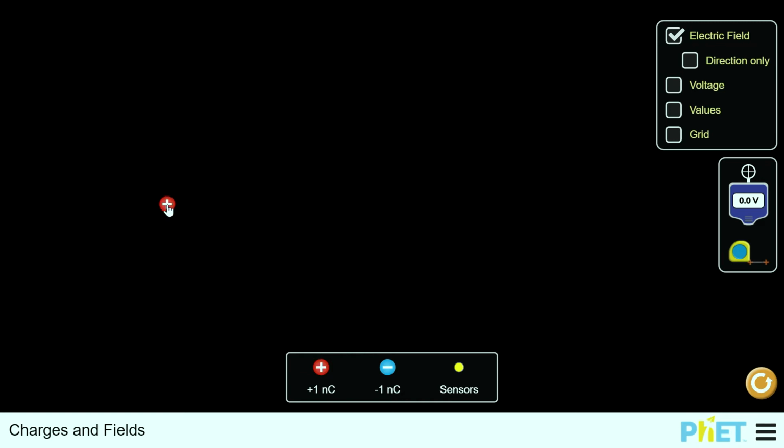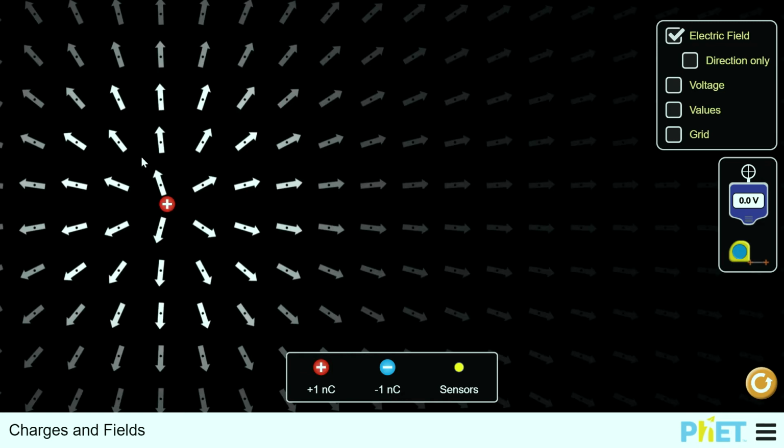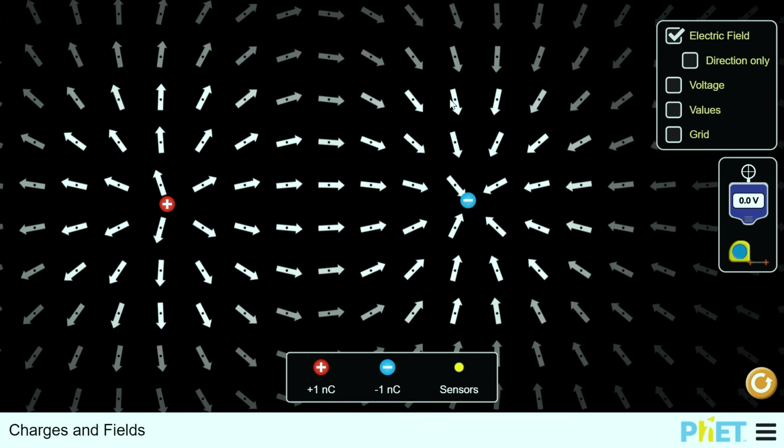So I'm going to put in here the positive, and you can see that our electric field lines are moving away from the positive charge. And I'm going to put in a negative, and you can see that our electric field lines are moving towards the negative. If I put a sensor in between, the red line is showing the direction that our sensor is being pulled towards or away from. And you notice that our sensor is pointing to the right, so it is being pulled towards the negative charge.